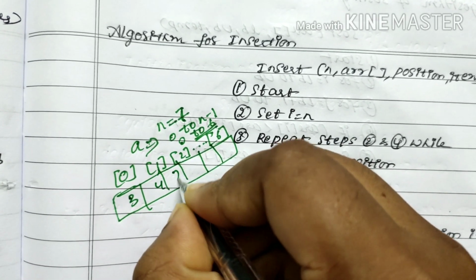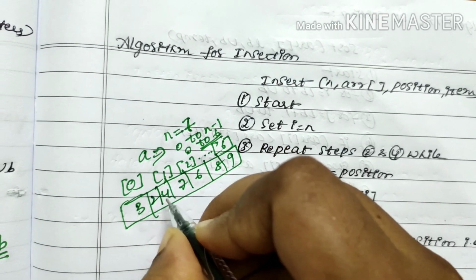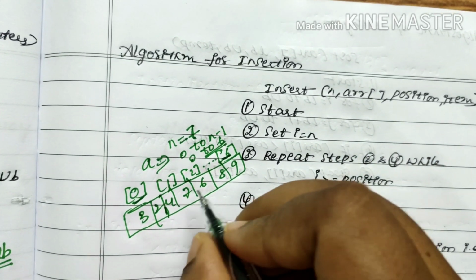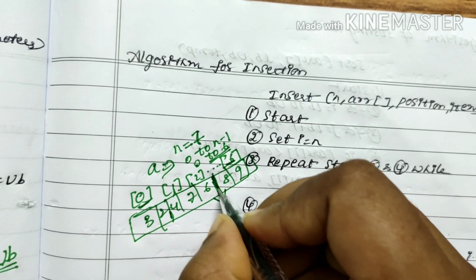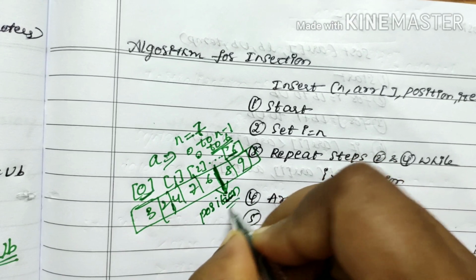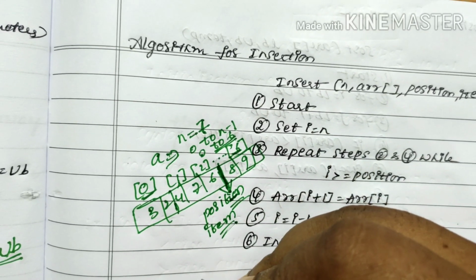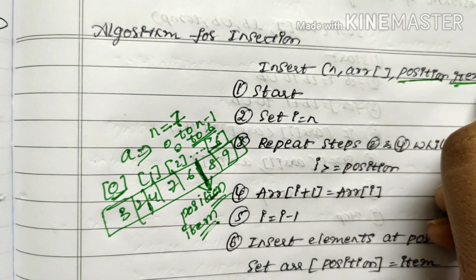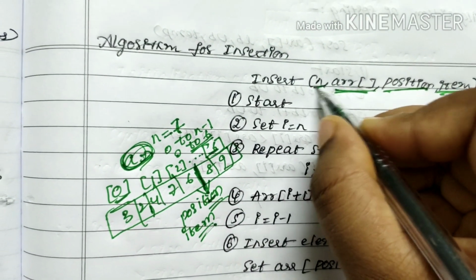Let us assume 3, 4, 7, 6, 8, 9. Now it starts from index 0 to 6, total 7 elements. So in order to insert somewhere, like in between 6 and 8, I have to know the position where it should be inserted, and the position should be noted. The item is what we want to insert. Position is nothing but where to insert. Item is nothing but what to insert. Array is what we considered here as an array. N is nothing but the index of the array.